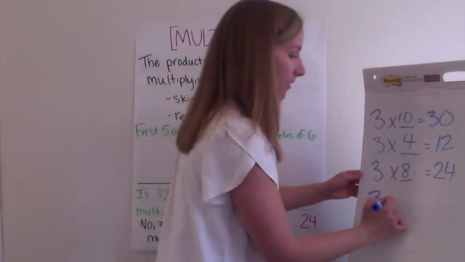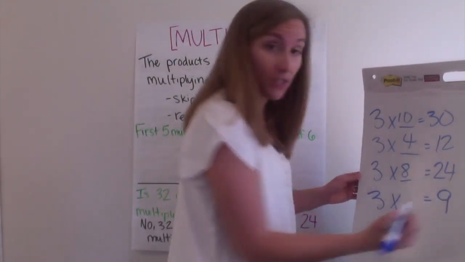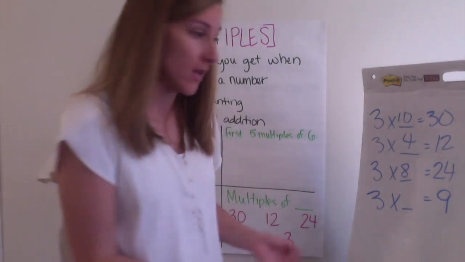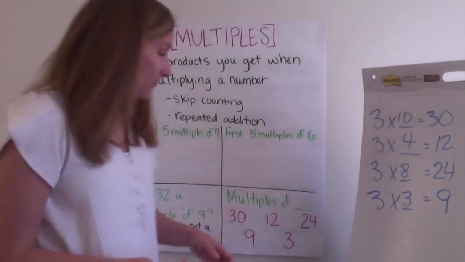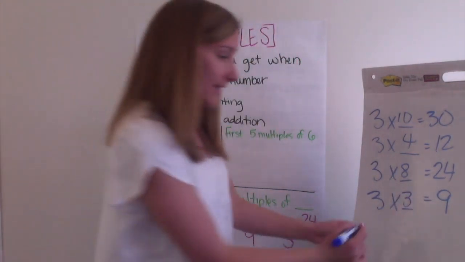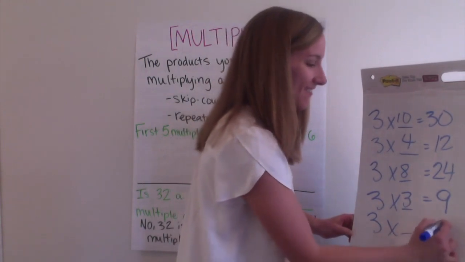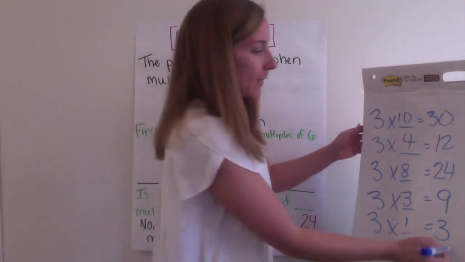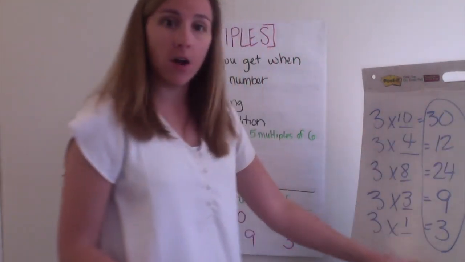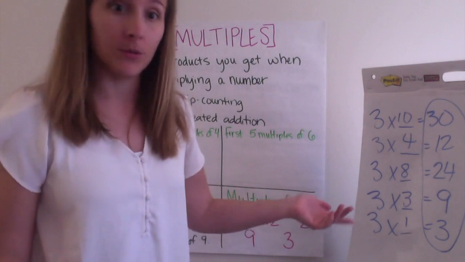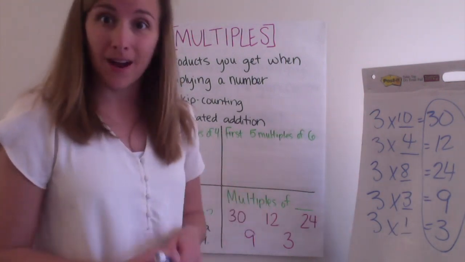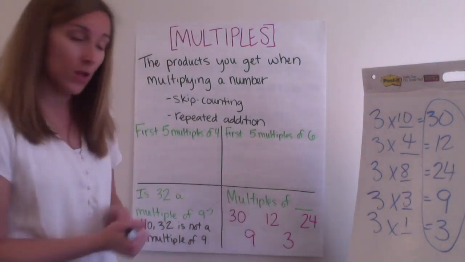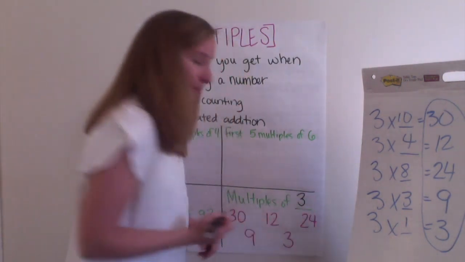And then 9, 3 times what gets you 9? You could also think about that in the inverse, 9 divided by 3. That's going to get you 3. And then last but not least, you have 3. 3 times what gets you 3? Well, that's just 1. 3 times 1. So what this is proving is all of these numbers are all multiples of 3, right? So if we came back over here and said, well, these are all multiples of 3.